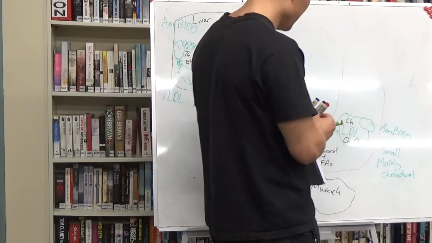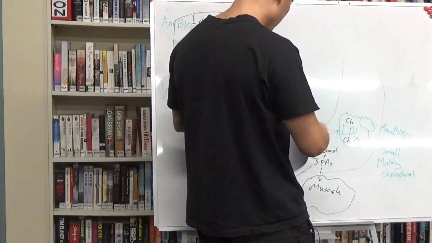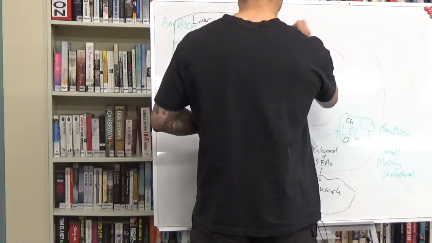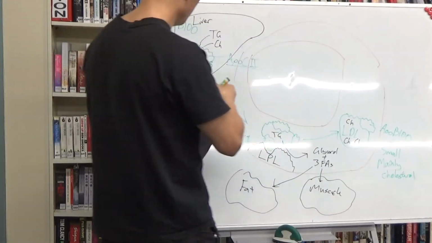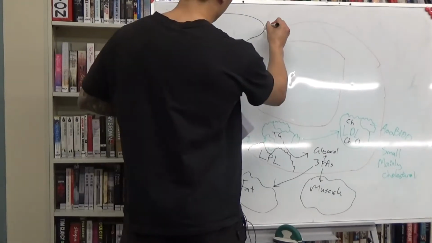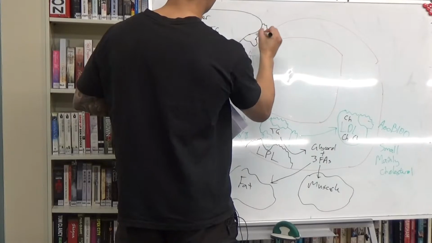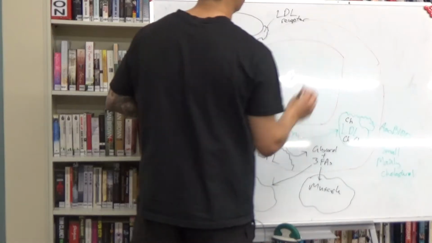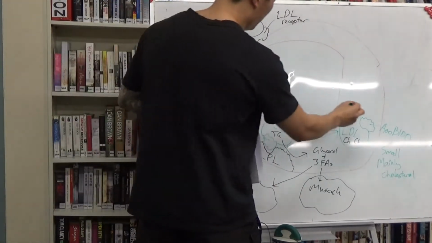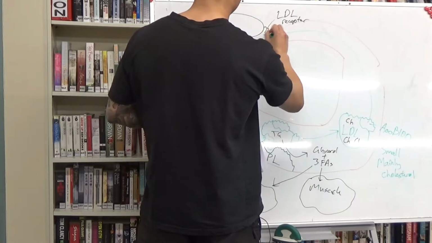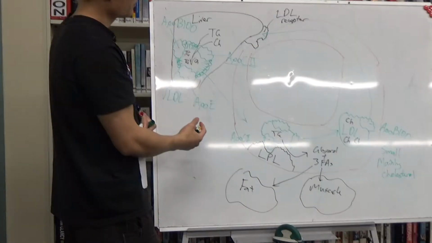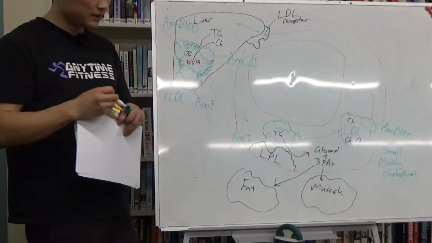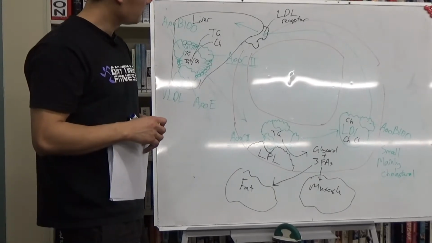And so these are going to come back. So your blood. So here's your loop. So on your liver, you have your LDL receptor. The ApoB100 will bind to the LDL receptor, and then that'll be taken up by endocytosis.